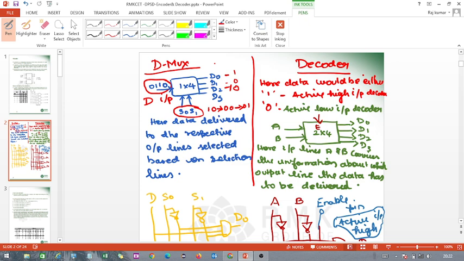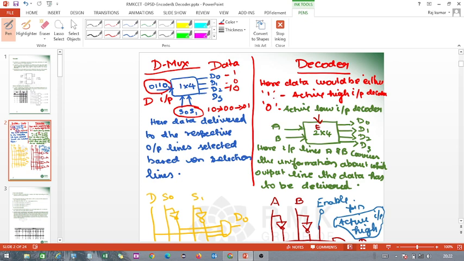You're indicating which line through the selection line stated. Whereas in a decoder, you're not transmitting data. Here data is getting transmitted from the input to the output with the help of the selection lines, indicating which output line I have to get delivered. Whereas in a decoder, the data would be either 1 or 0. Input would always be, we will be selecting which kind of data you're going to deal with.